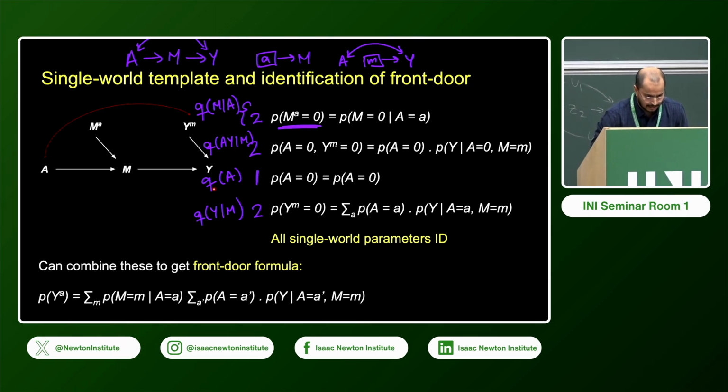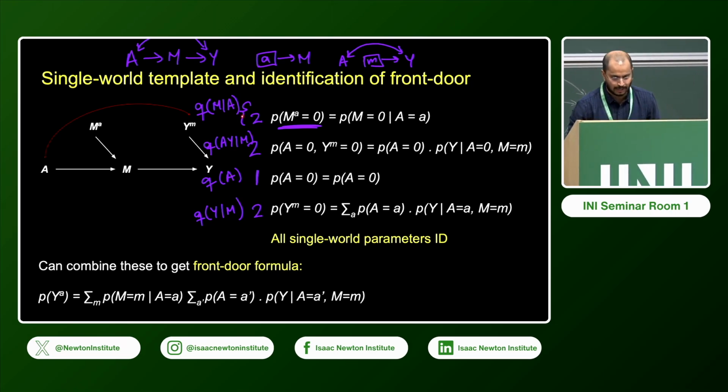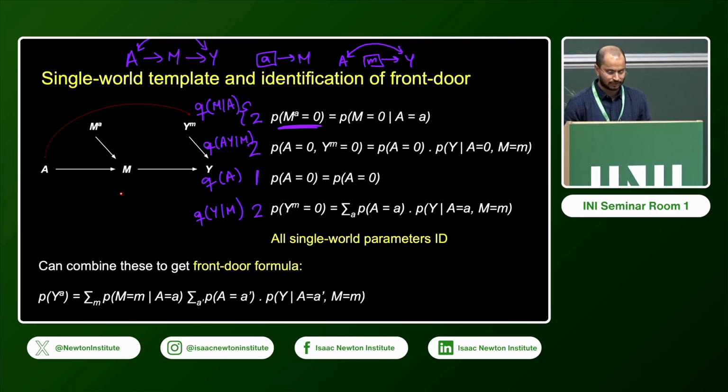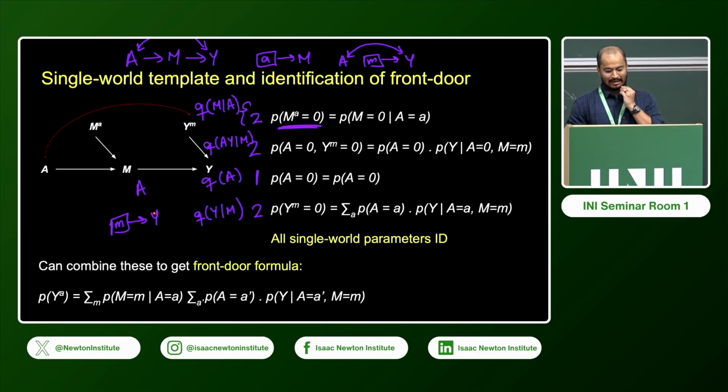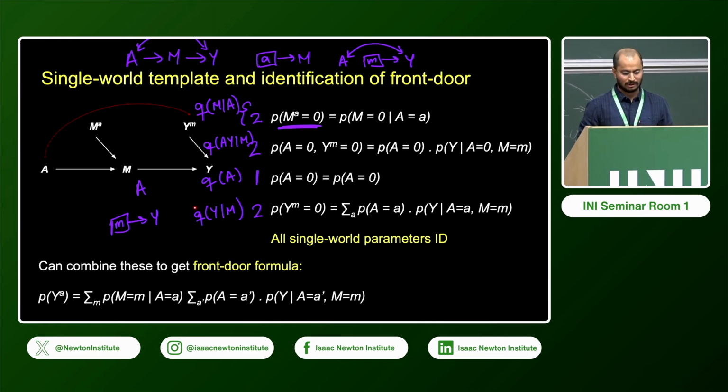Okay. And then Q of A is a trivial graph. Q of A is just the node A with nothing else going on. And then finally, Q of Y given M is the graph that looks like this. We have M pointing to Y. And so these kernels correspond to what are known as intrinsic kernels in the nested Markov factorization.